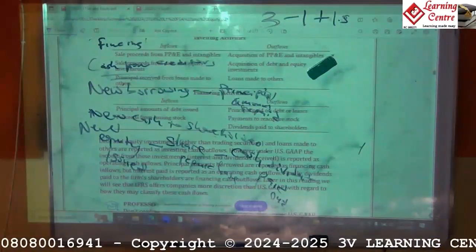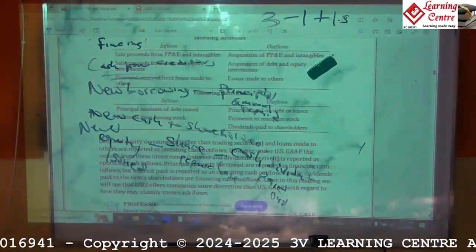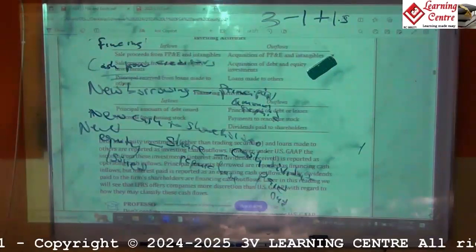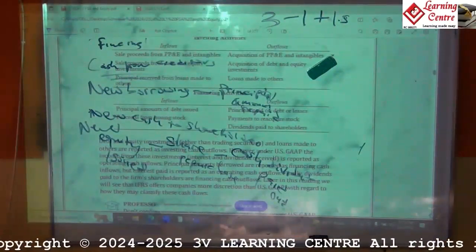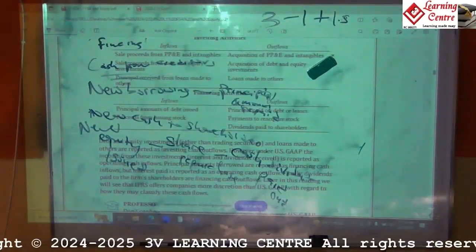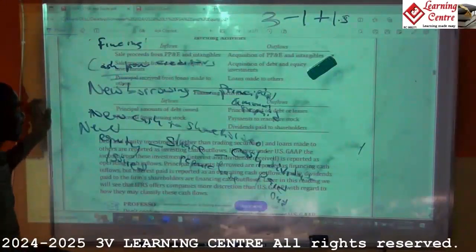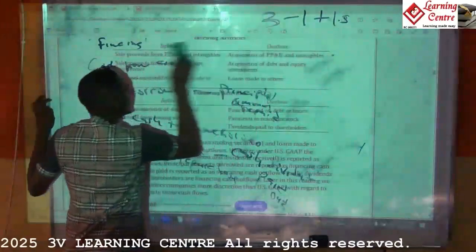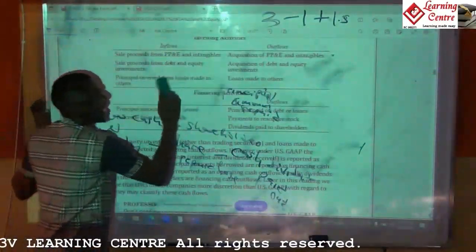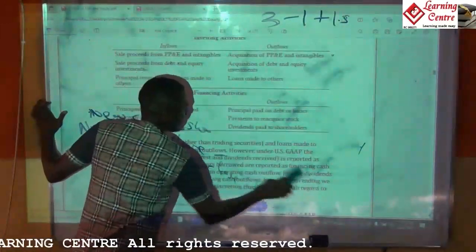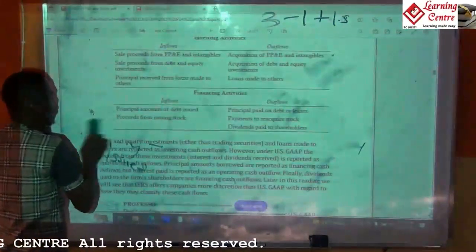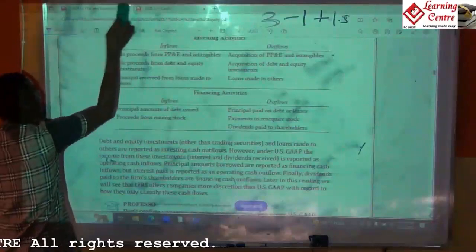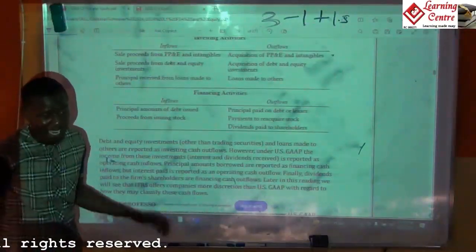So we talked about common size income statement and common size balance sheet. So what is the one for common size cash flow? Anybody wants to try?